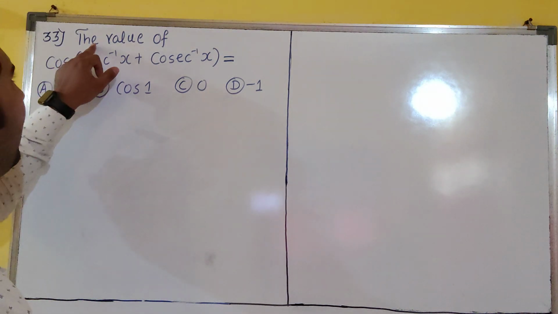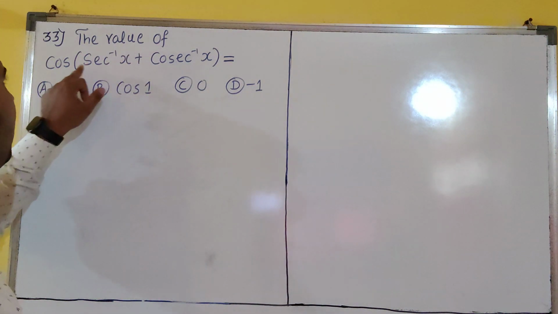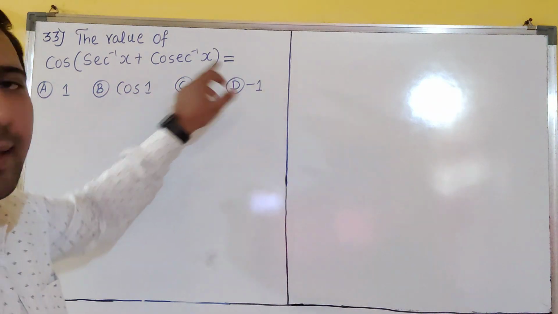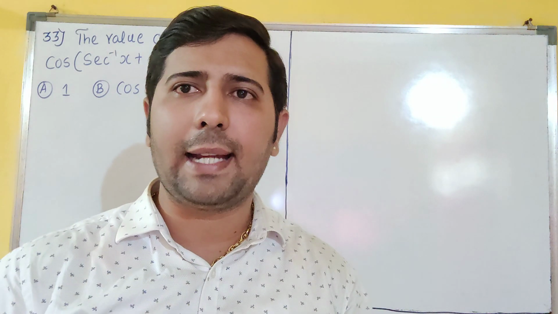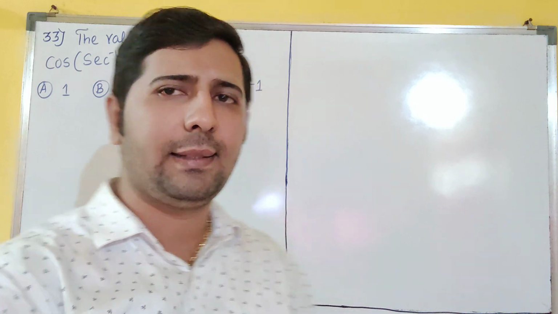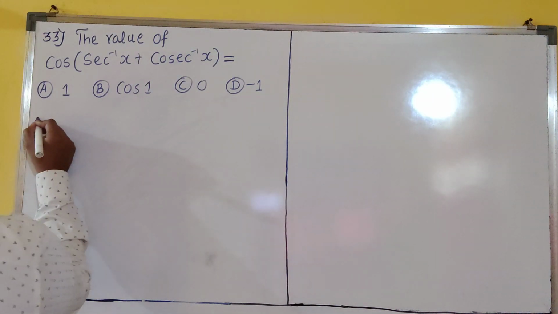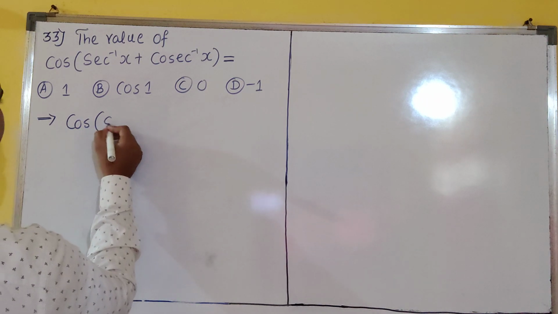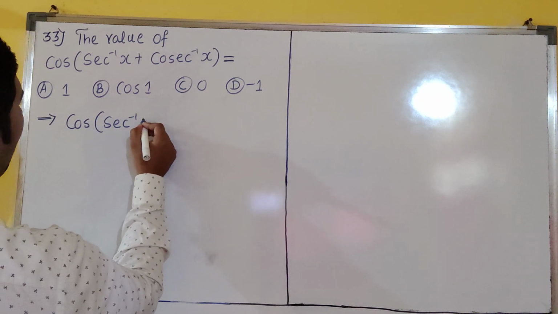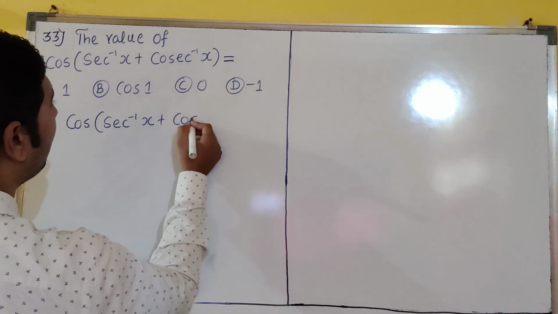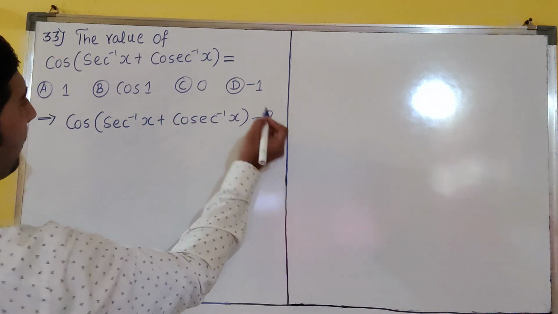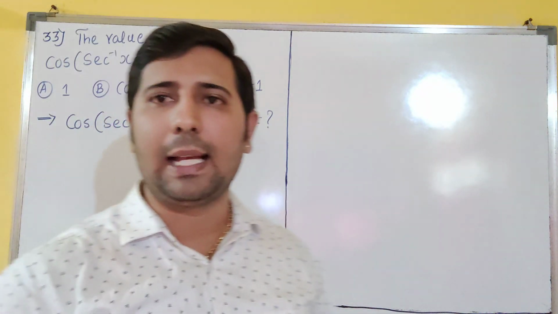Question number 33. The value of cos of sec inverse x plus cosec inverse x is equal to. Which option is correct? We have to say, dear students. Very simple it is. Now try to understand here. So how to solve this one? You observe. I will write the question once more. So cos of sec inverse x plus cosec inverse of x is what? They have given a question mark for us.